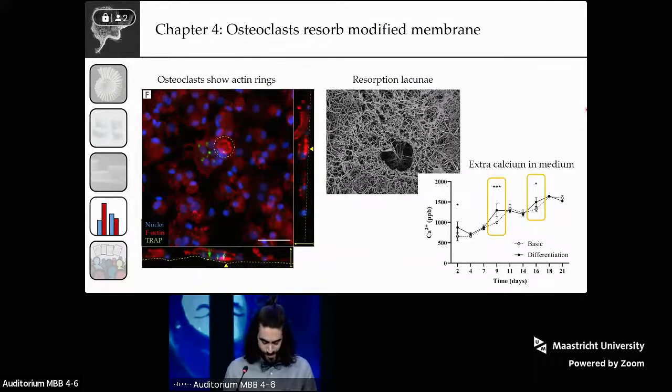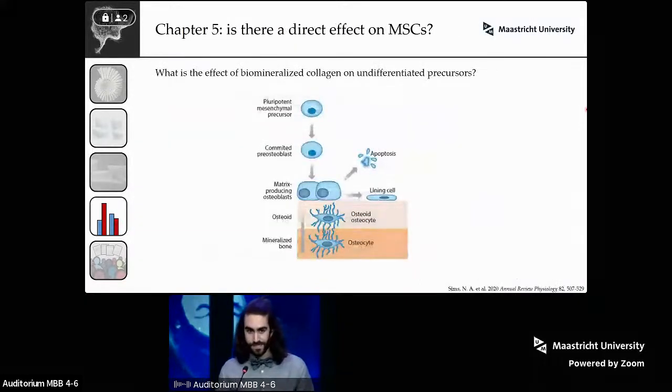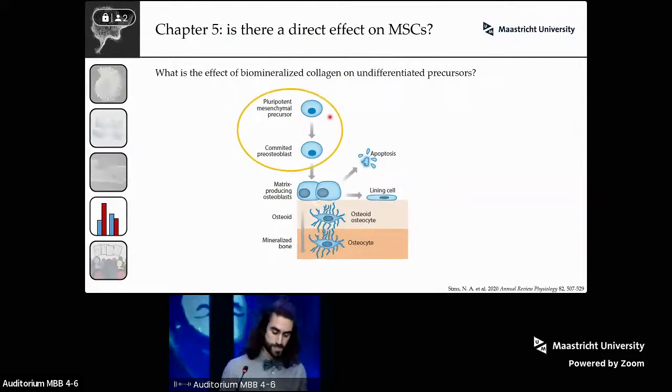biomineralized membrane. Now, the other side of the story is, of course, bone formation. And what I looked at was, can this material, can biomineralized collagen direct the undifferentiated cells that have the potential to become bone-forming cells? So they have the potential to become matrix-producing osteoblasts, and eventually they can form new bone. If they are in an undifferentiated state and they are in contact with biomineralized collagen, are they directed towards this differentiation pathway, and to what extent?